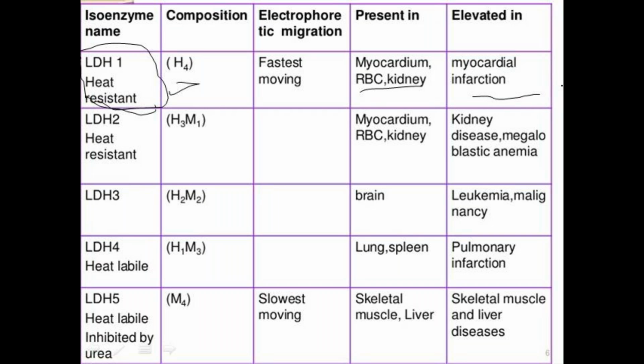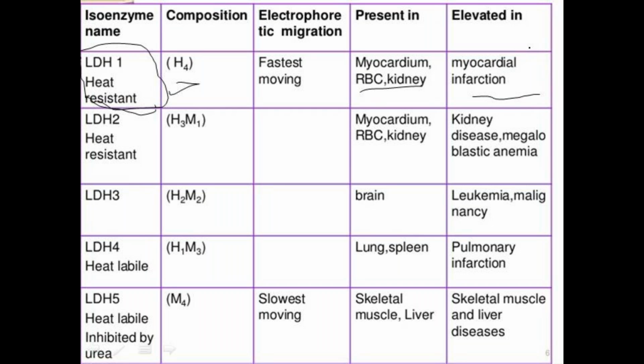Okay, and what is myocardial infarction? Anyone? Infarction, myocardial infarction. Yeah, good. Heart attacks, heart attacks. Good. And this acts as a marker: when this concentration is elevated, it is a marker for the diagnosis of myocardial infarction.